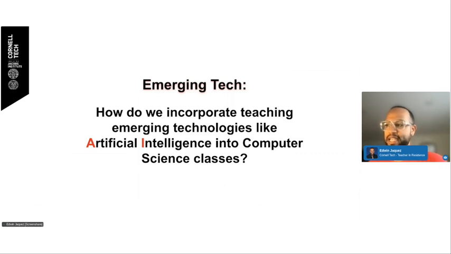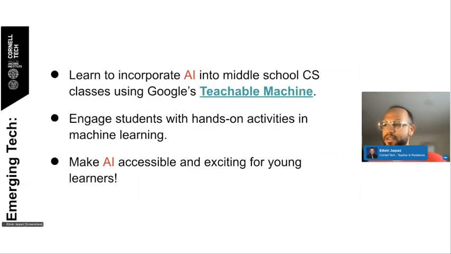Our session today is around emerging tech, specifically the use of AI, answering the question of how we incorporate teaching technologies like AI into the CS class. Here are some of our objectives. We're going to learn how to incorporate it using Google's Teachable Machine. I'll drop the link to Teachable Machine in a moment, if folks want to have a separate tab open and tinker with it. Then, how do you engage students with hands-on activities? We're going to walk through 2 activities and then talk a little bit about how to make it accessible for young learners.